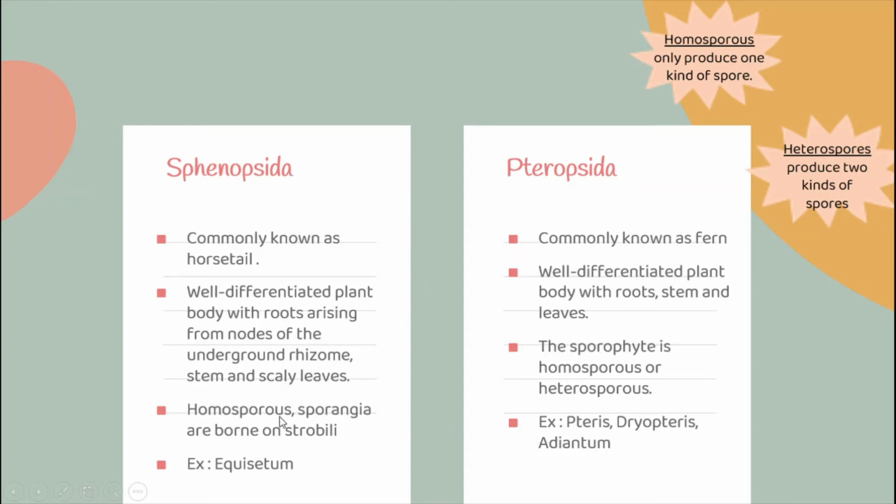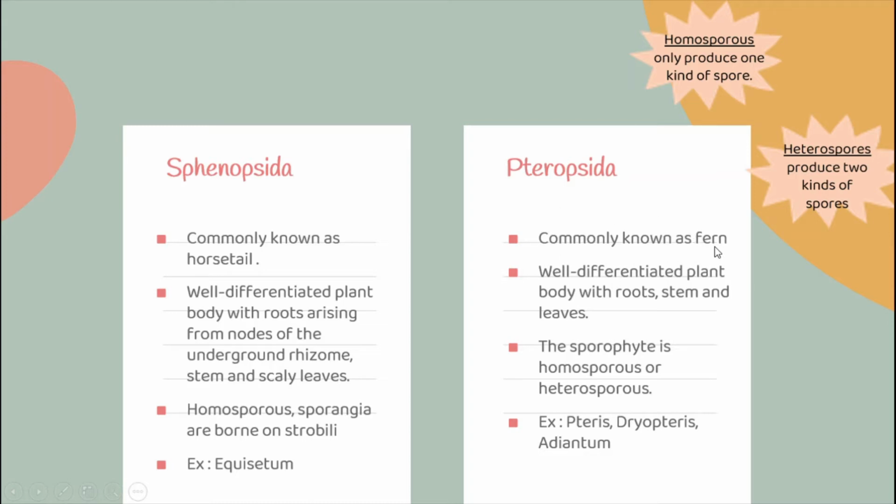So you have homosporous sporangia borne on strobili. That is also homosporous, and they produce the same type of spores and the same size. An example is Equisetum. And then we move to the Pteropsida, which is commonly known as fern. Fern is one of the most common of all.